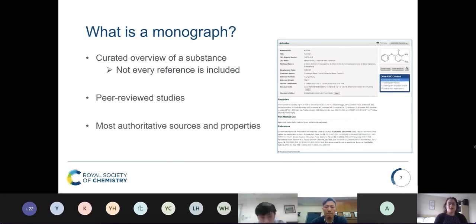And the other thing we do as part of this curation is that we look for the most authoritative sources and properties. So if, for example, there are competing properties, we will look at all of those references and we will make a decision about which ones to include that are the most reliable and the most informative based on what we have available to us.